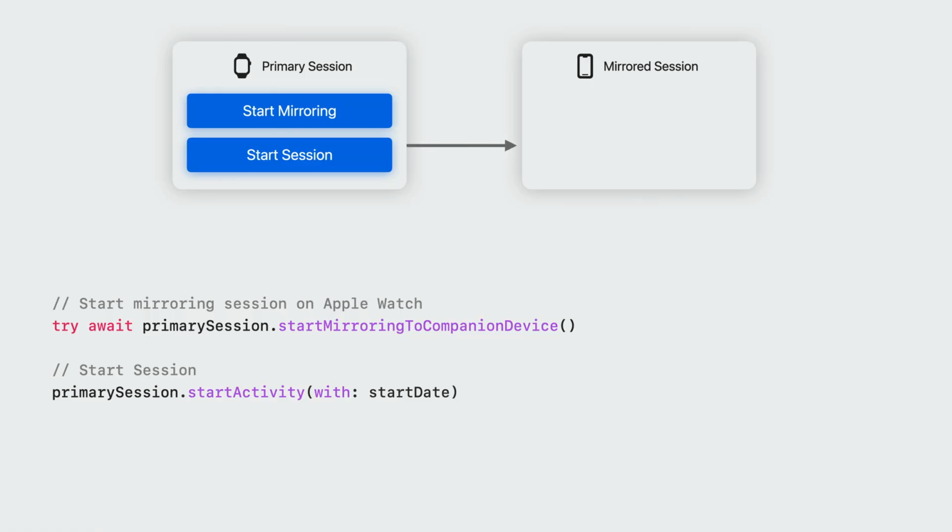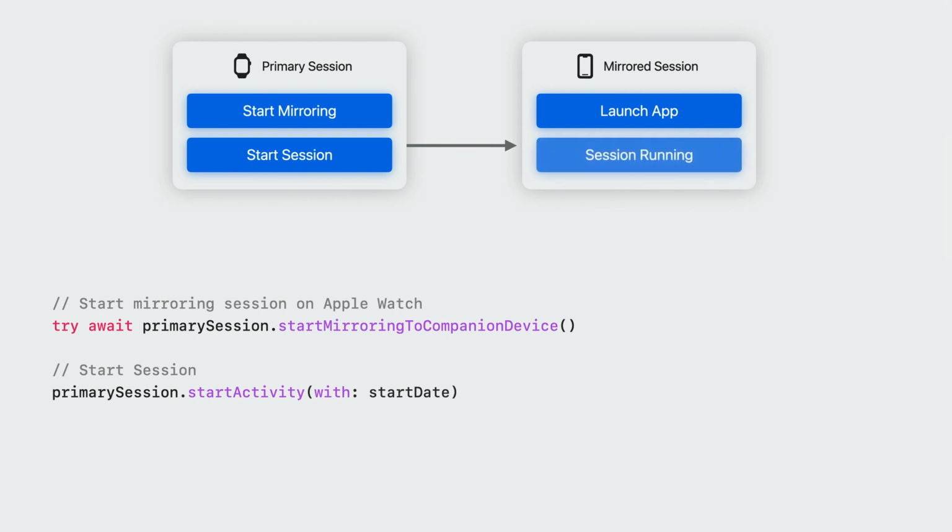Once I call Start Mirroring on Apple Watch, HealthKit launches my companion iPhone app in the background, gives my app 10 seconds to start a live activity, and calls a handler to start mirroring. Great. So we have started the session on the Apple Watch and got the copy on iPhone. Now, let me show you how the session state is communicated between the devices.